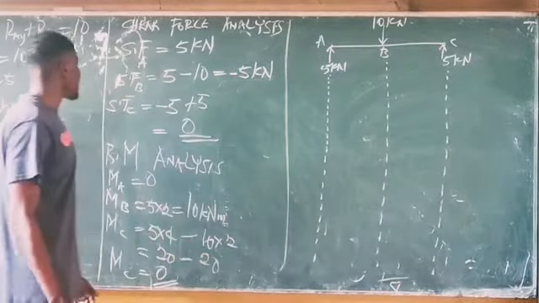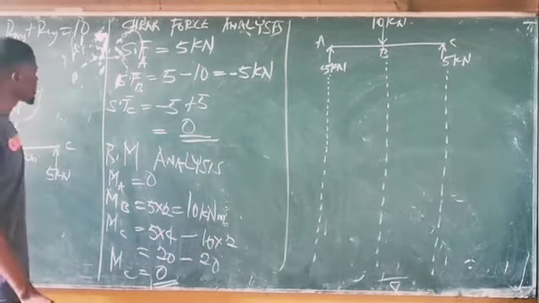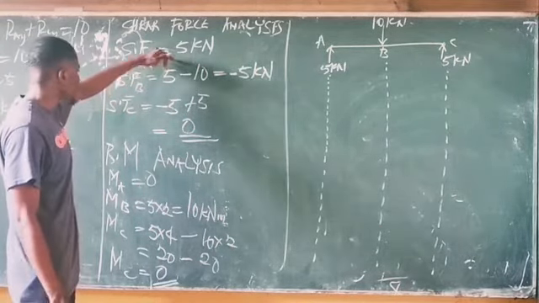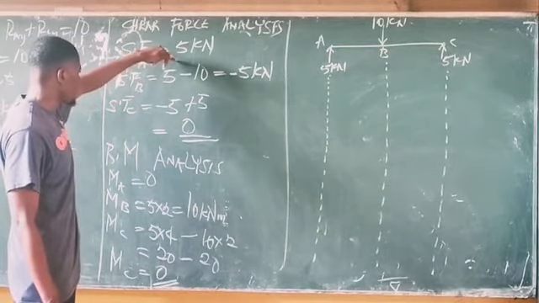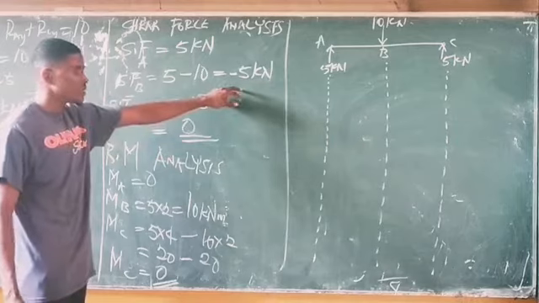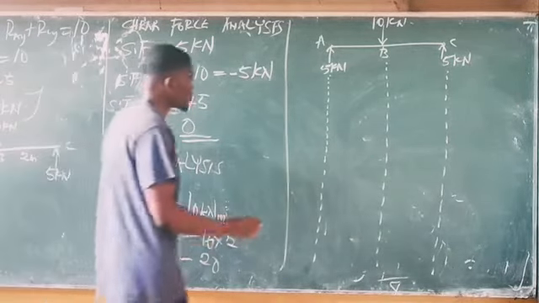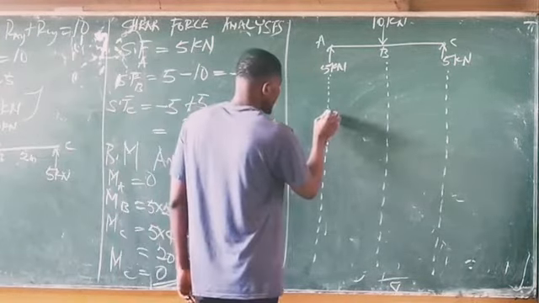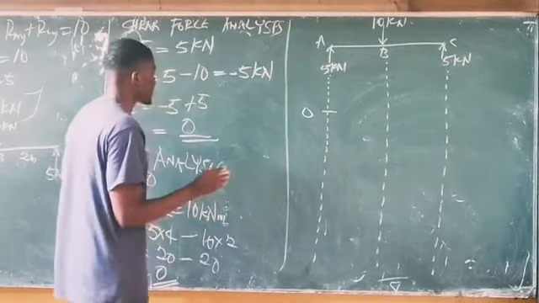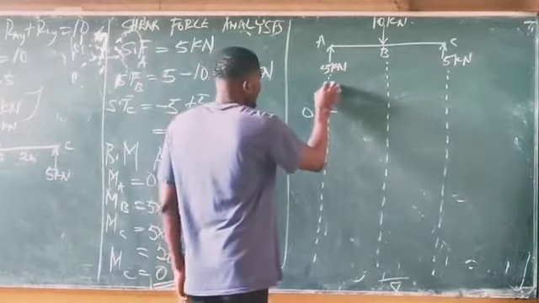Okay, now we'll check the analysis for shear force. The highest value for shear force is plus 5, and the lowest value for shear force is minus 5. Minus 5 is the lowest value. Alright, so let's keep this as our origin. So this is the 0 point for the shear force analysis. So let's call here plus 5 kilonewtons.